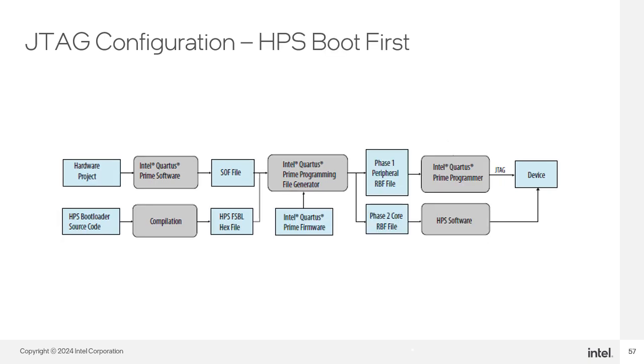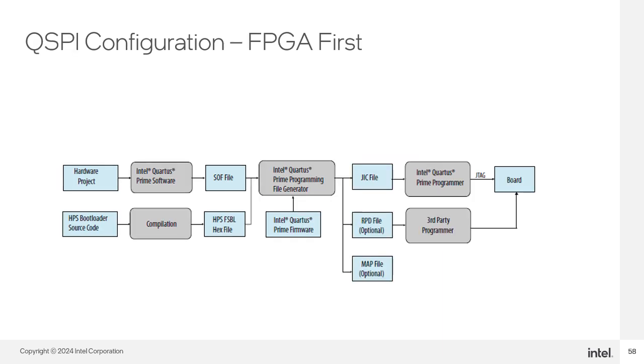Here is the sequence when the HPS is configured first. 1. Compile hardware project with Quartus Prime to obtain the SOF file. 2. Compile the HPS FSBL source code to obtain the HPS FSBL hex file, or use a precompiled one. 3. Use Programming File Generator to create the following files. Raw binary file contains the small phase 1 configuration bit string. Core RBF file contains the typically much larger phase 2 configuration bit string, to be used by HPS software later to configure the fabric.